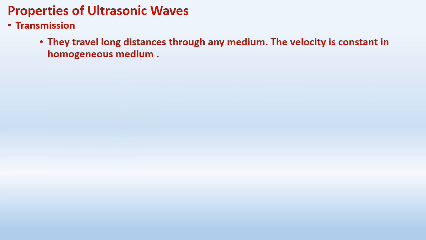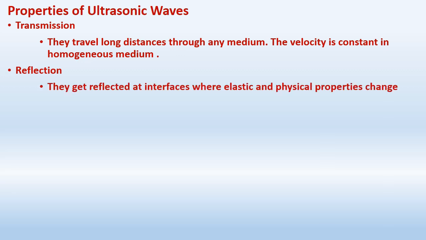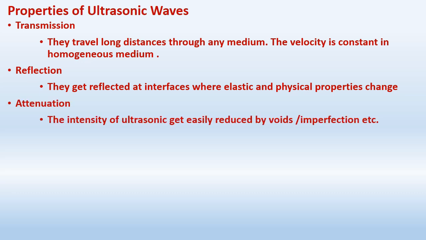Properties of ultrasonic wave. Transmission. Ultrasonic wave can travel long distance through any medium. The velocity is constant provided the medium is homogeneous. Reflection. They get reflected whenever properties change. Attenuation. The intensity of ultrasonic wave gets easily reduced by voids, imperfections, etc.